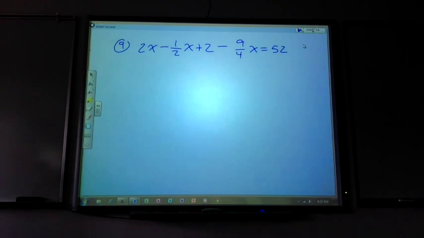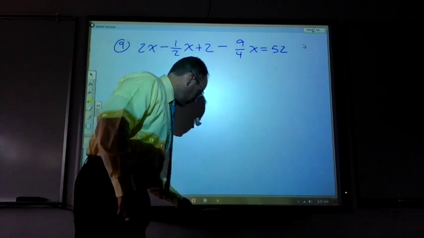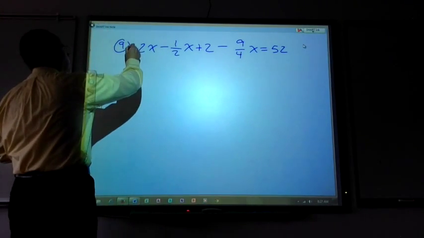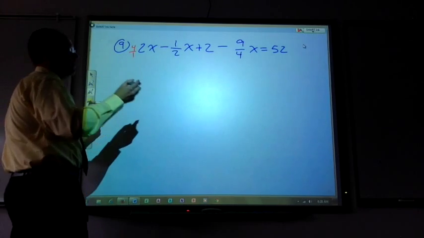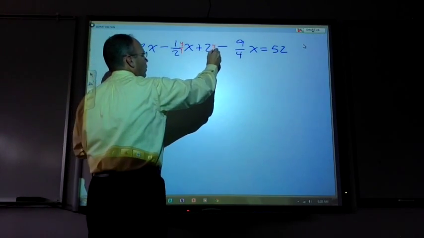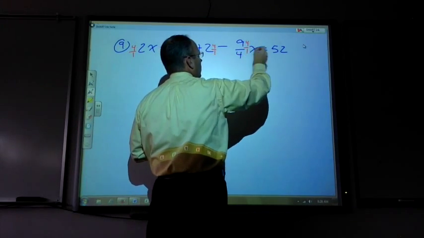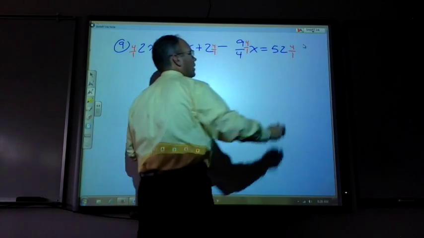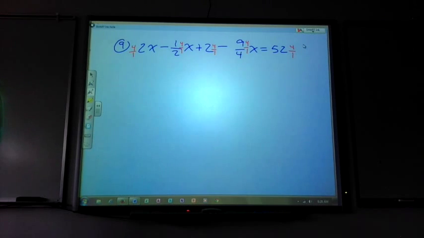I have 2 denominators. What number do both those denominators go into? 4. Okay? So, I'm going to multiply this by 4 over 1, which is the same thing as 4. This by 4 over 1, which is still 4. This by 4 over 1. This by 4 over 1. And this by 4 over 1. Still with me? Yep. Okay?